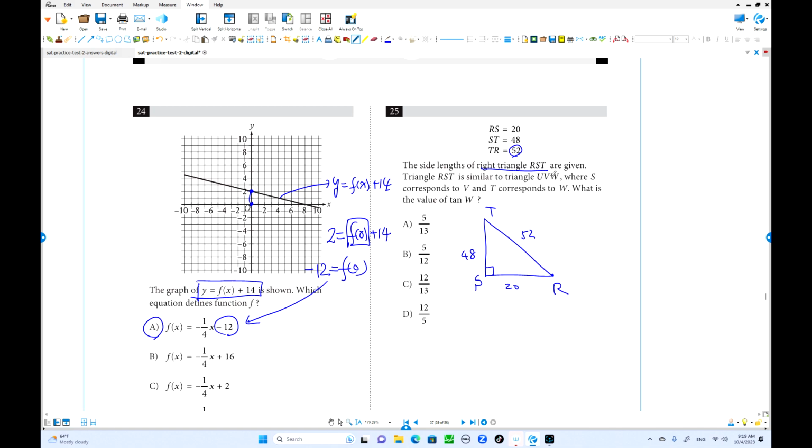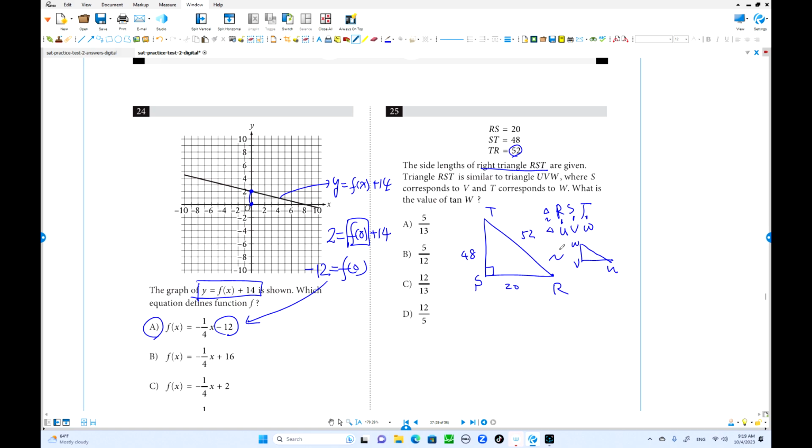Another similar one, UVW, okay? That similar means what? That's a corresponding vertex. Okay, similar. R is U, S is now V, T is now W, okay? Look at that, that's similar.